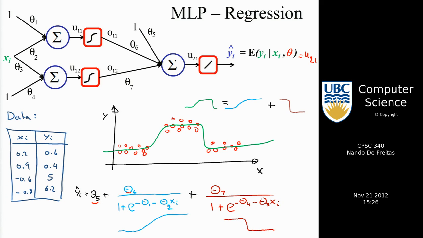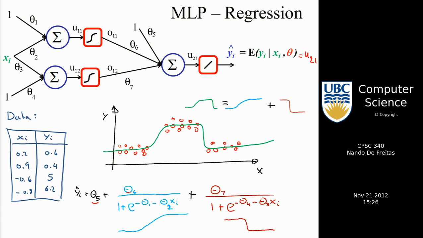Okay, so if you want a table, you basically just need to add up a neuron that's going to the left and a neuron that's going to the right. If we negate the thetas, we can change the direction of the sigmoid, because you're squashing it and eventually squash it to the other side.